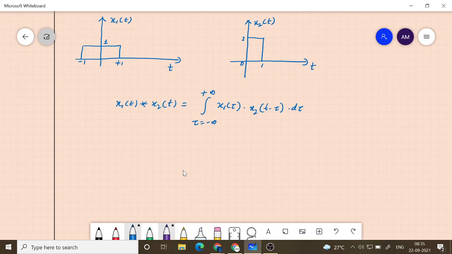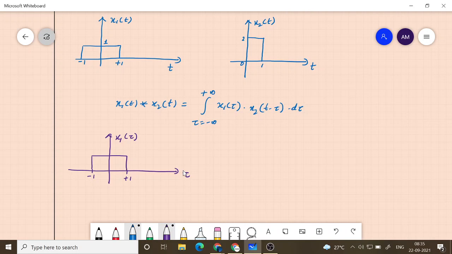Okay, so let's do that. First one is very easy. We have this function, so with respect to t, I will now change it to tau, and I will write x1 of tau, and that function starts from -1, ends at +1, and its value is 1. So this is my x1 of tau.